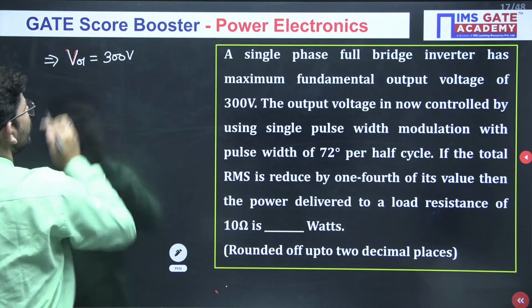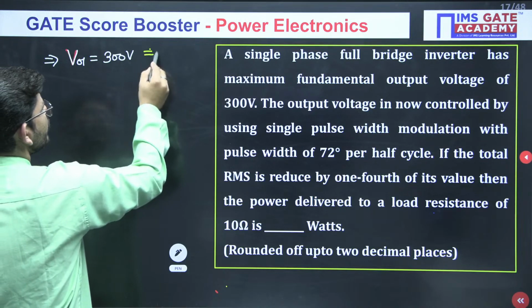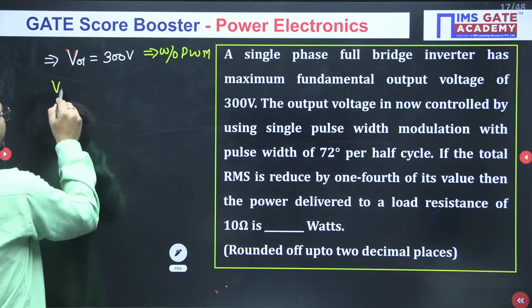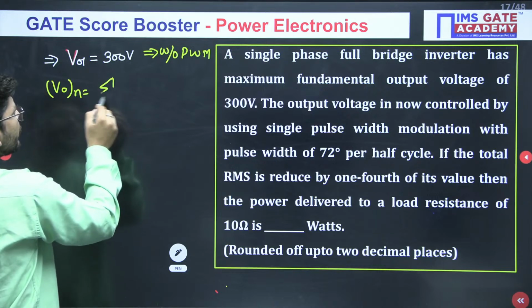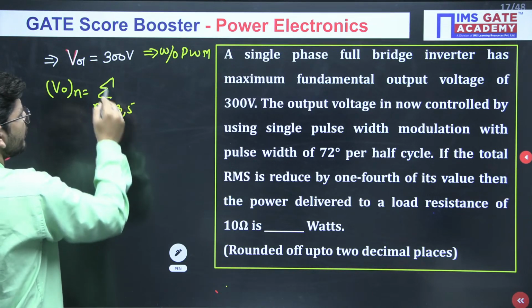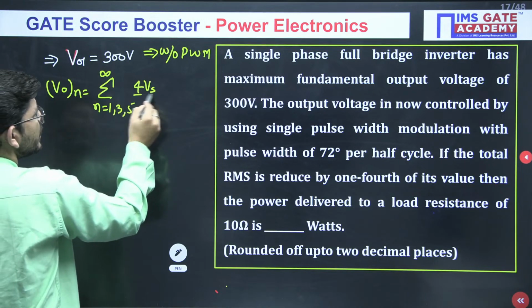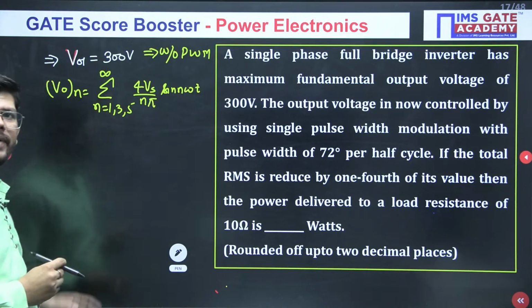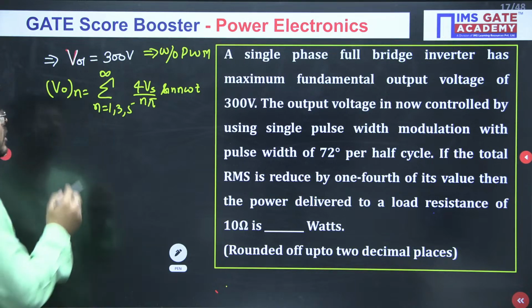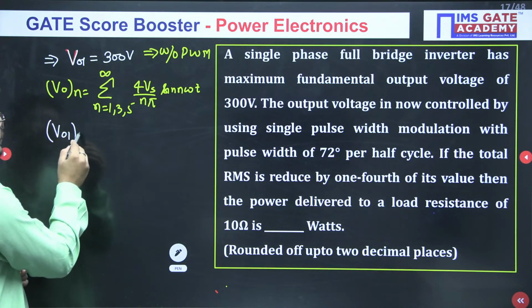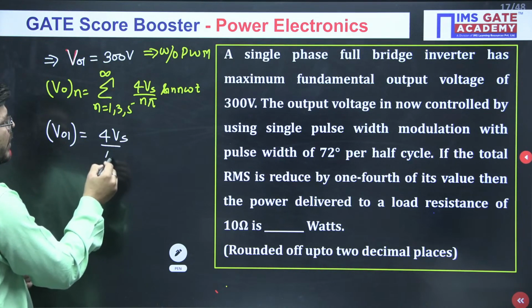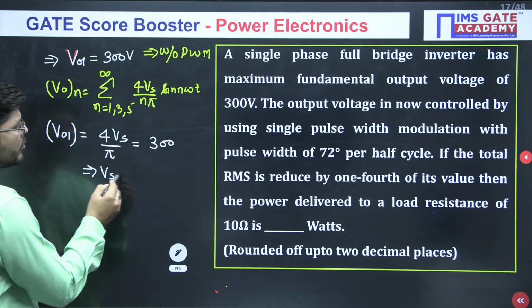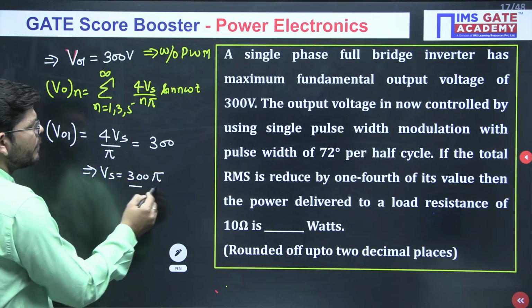First we have V0 fundamental, which is 300 volt and without PWM. So fundamental output voltage. What is the Fourier series expression without PWM? This is the expression. Sum over N equals 1, 3, 5 to infinity of 4 Vs over N pi, the DC voltage, sine of N omega t. Now from here, if I calculate the fundamental voltage, it will be 4 Vs over pi, and this has been given to us, which is 300 volt. So you will get the value of Vs from here, which will be 300 pi over 4.